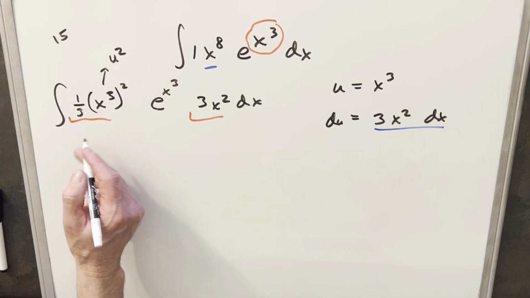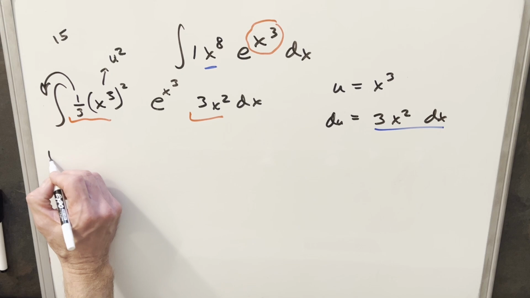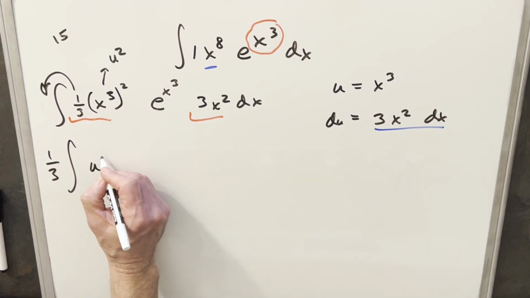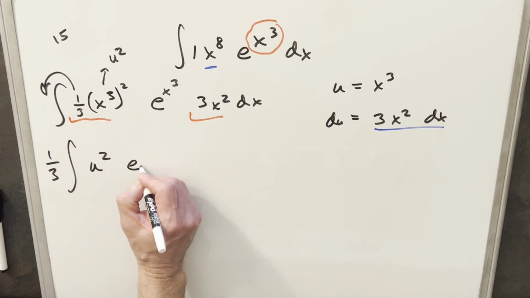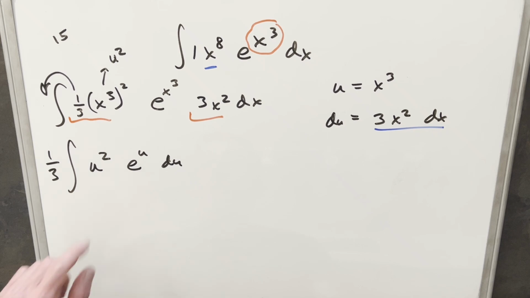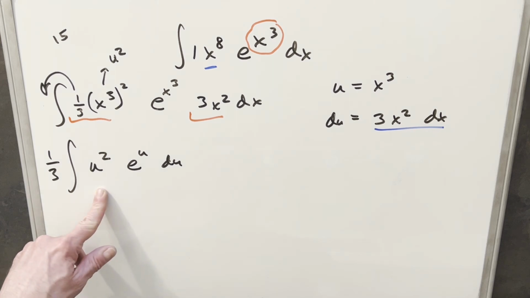So now I think we're ready for the substitution. To start, I'll just take this 1/3 and we'll bring this out front here. This piece here, this is actually just going to be u squared. Here we have e to the u, and this thing's just our du value. But now for this integral here, we can just do this with integration by parts.